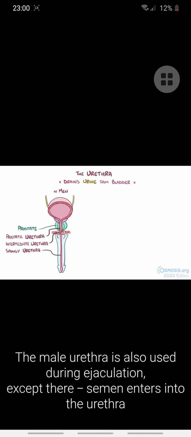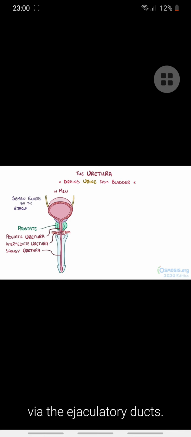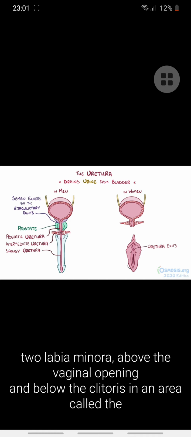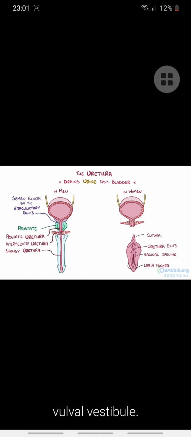The male urethra is also used during ejaculation, as semen enters the urethra via the ejaculatory ducts. In women, the urethra runs through the perineal floor of the pelvis and exits between the two labia minora, above the vaginal opening and below the clitoris, in an area called the vulval vestibule.